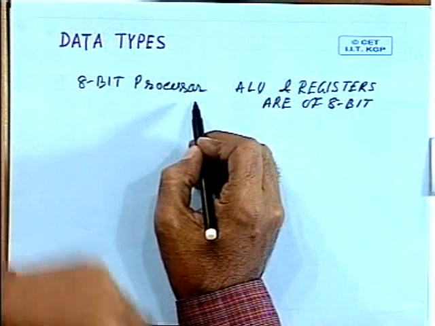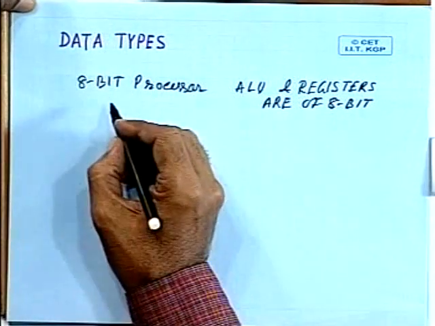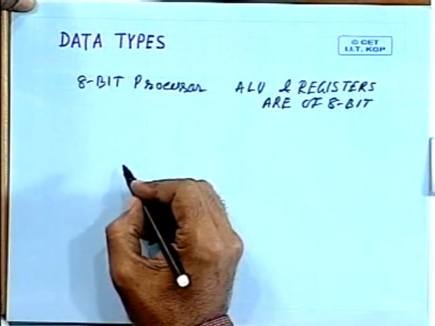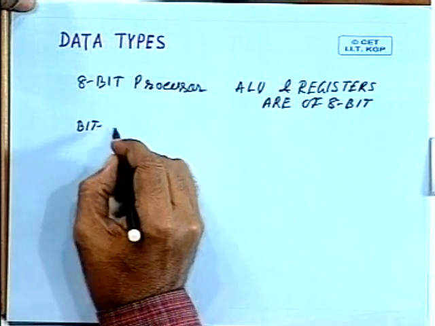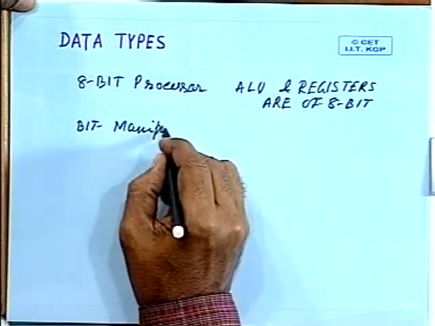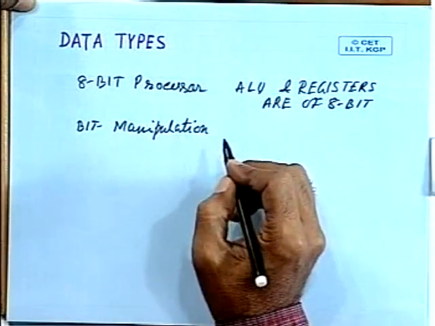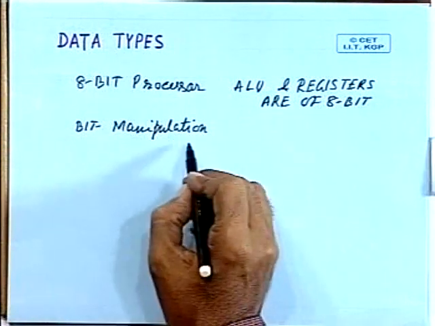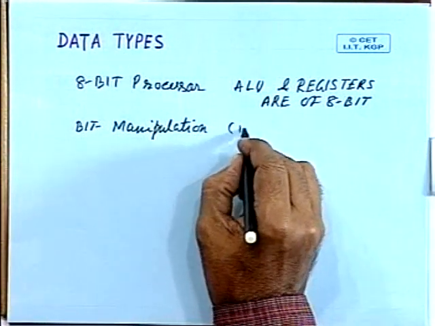But in addition to this 8-bit data type, it can also handle several other data types, for example, bit manipulation. I have mentioned earlier that bit manipulation instructions are very important in the context of microcontrollers, because it has to perform various control operations: set, reset, read a particular bit from an IO port, set a particular IO port, reset a particular IO port, and so on. So bit manipulation instructions form a very important part of the microcontrollers. So 8051 supports bit manipulation in a big way. That means it can perform operations on 1-bit data.